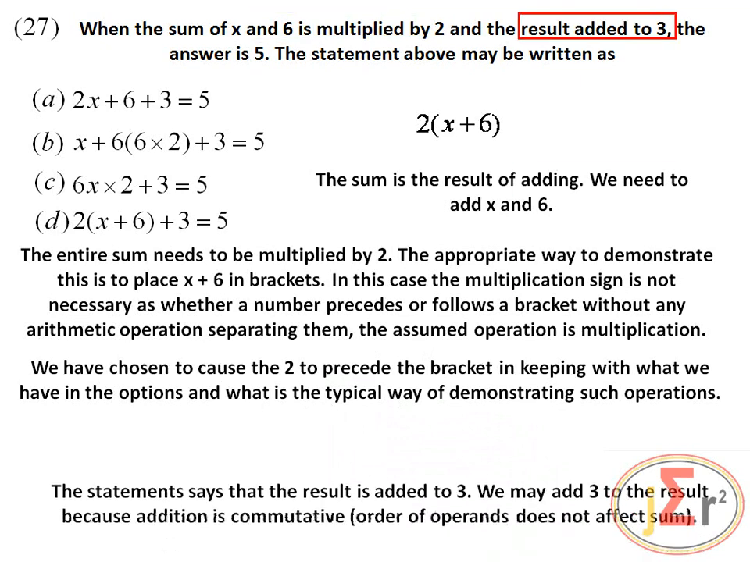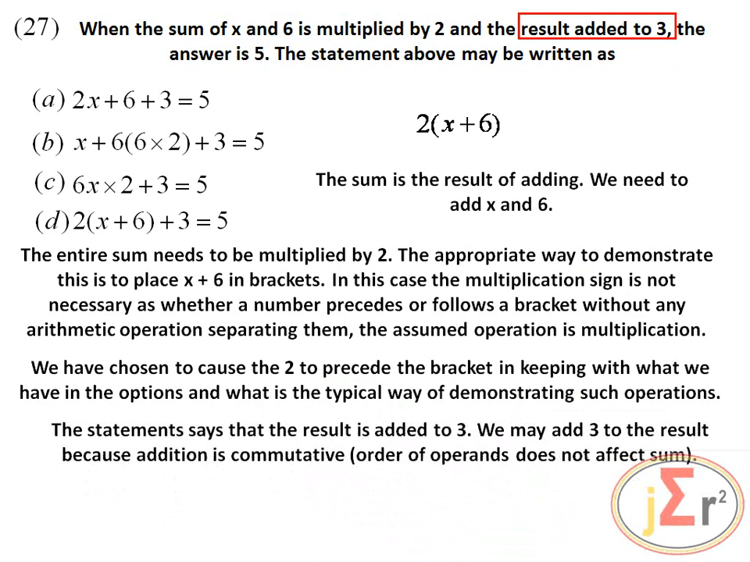Result added to 3. The statement says that the result is added to 3. We may add 3 to the result because addition is commutative. Order of operands does not affect the sum. So, although the statements say the result should be added to 3, we may also add 3 to the result because addition is commutative, so the order in which we add numbers does not affect the sum.